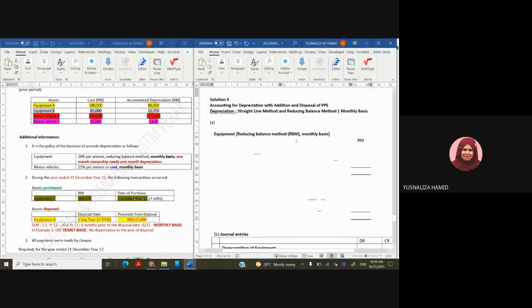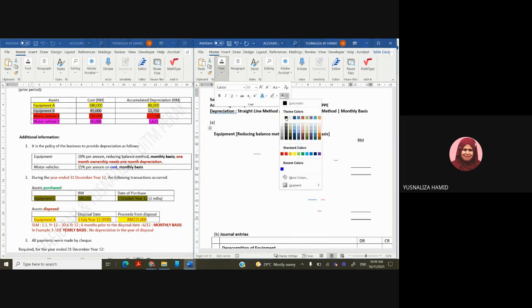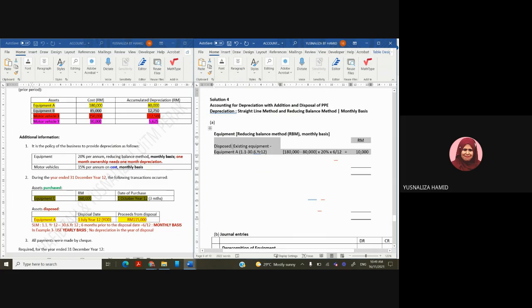Okay, so let's do this for the first item. You would be doing it for A. A is the disposed equipment. Why do I say disposed equipment? It was first with you and later you decide to dispose. So what you dispose is the existing equipment, and that was existing equipment A. I'm trying to put A here.